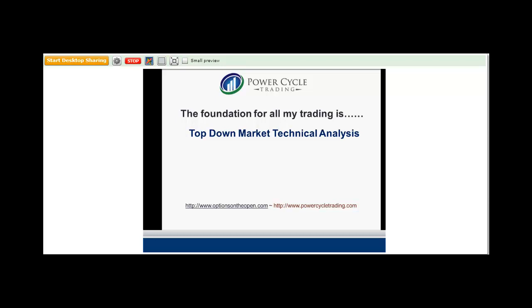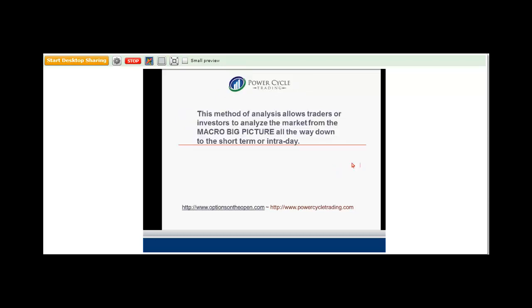When I first started doing this, we really didn't have technical analysis. Pretty much all the trading was fundamentally based for crude oil and a lot of the things that we were trading. So we'd have exchange of information, and we'd look at the fundamental side of things from the top down. And this begins at the top, and it allows a trader or investor to analyze the market from a macro big picture all the way down to the short term or intraday. And by doing this, you can get a feel for developing your trading plan or your investing plan. So this is something you should do if you're an investor, trader, whatever you do.